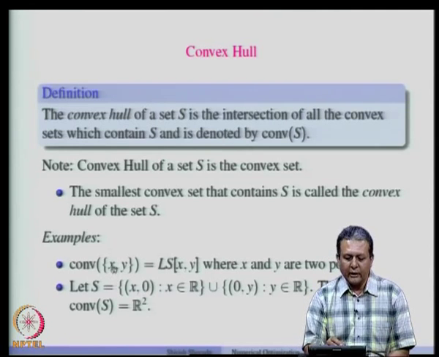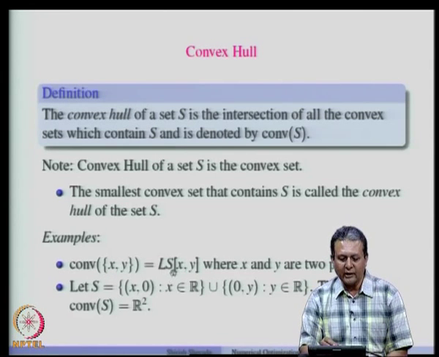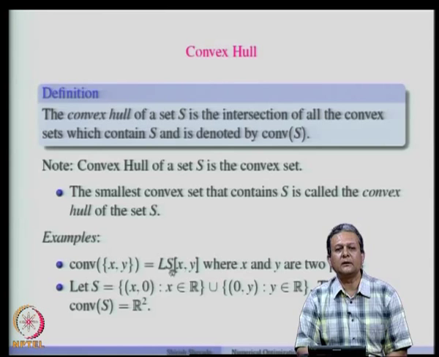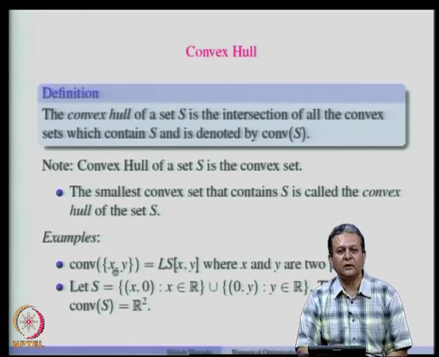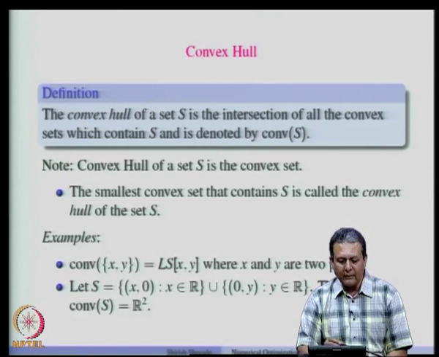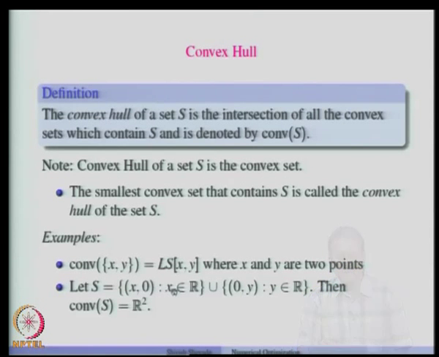So, if you are given 2 points, then the line segment joining those 2 points is the convex hull of the set of those 2 points. Now, in 2 dimensions, suppose you are given the x axis and the y axis, then the convex hull of these 2 sets is the entire 2 dimensional space.